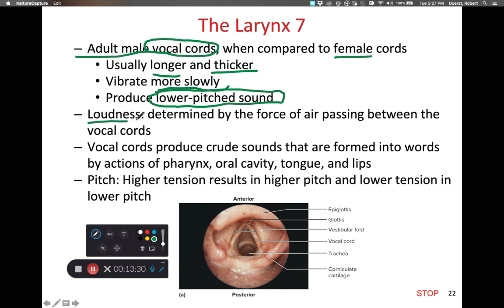In terms of loudness, the volume of the noise produced by the vocal cords is going to be determined by how hard the air is pressing or passing over them. So if you move more air, you make more noise.